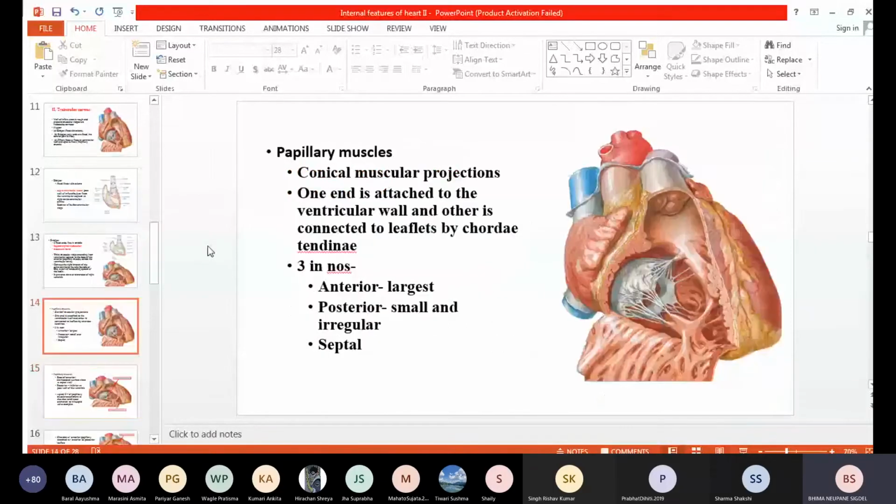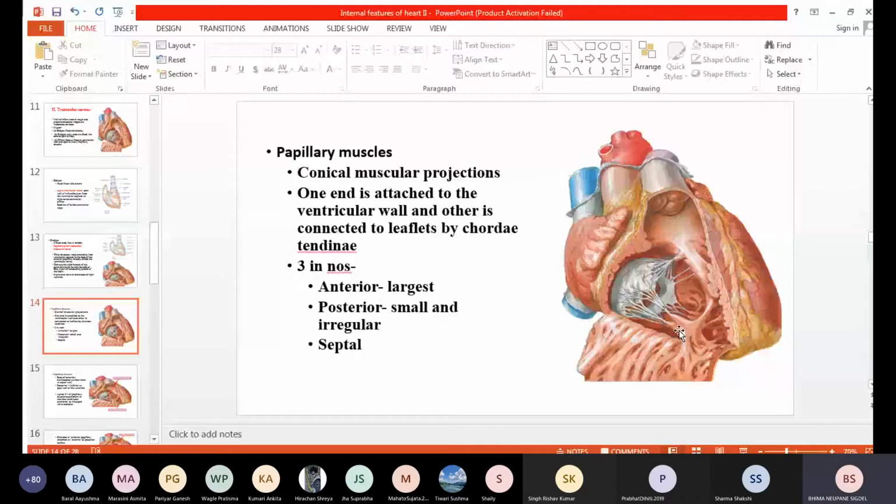Now moving towards the papillary muscles. You can see this is the anterior papillary muscle, and towards the septum there are small septal papillary muscles. Another is on the posterior side, the posterior or inferior papillary muscle. Papillary muscles are conical muscular projections with two ends, the apical end and the basal end. The apical end is attached to the chorda tendineae, and the other end is attached to the wall of the ventricle.